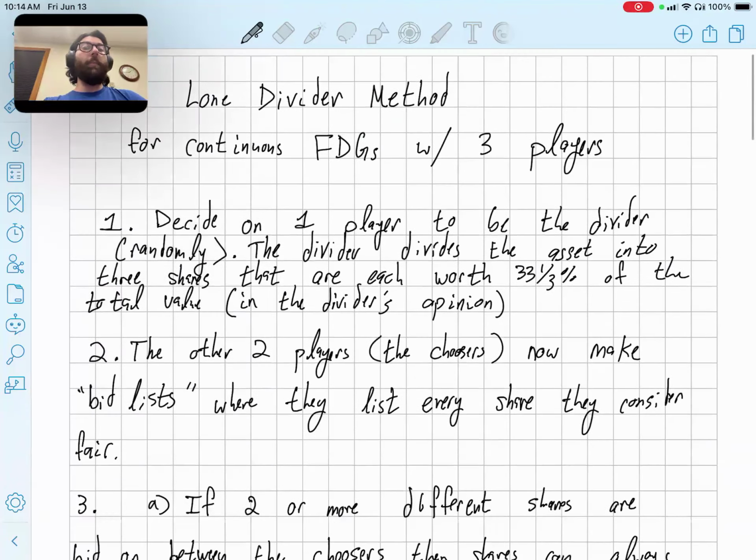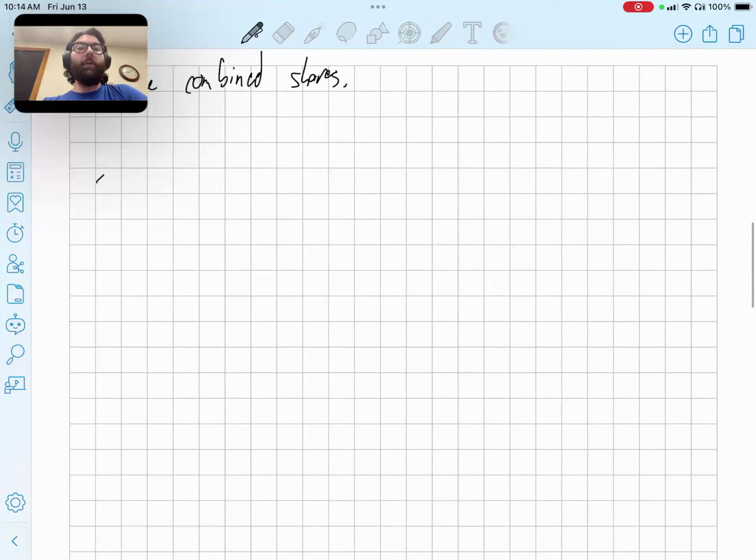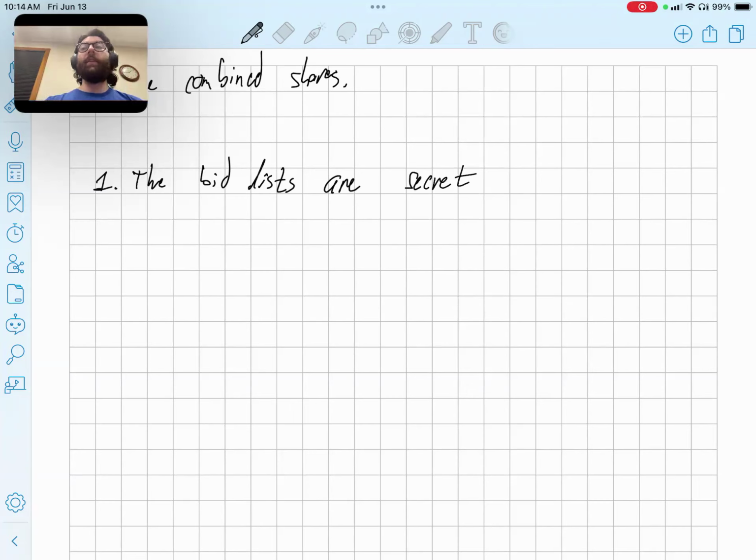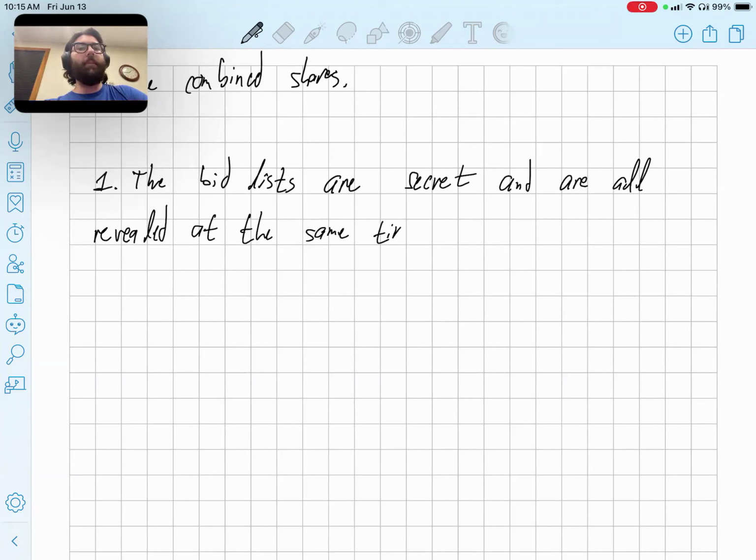Okay, and so a couple notes on this. So first note, the bid lists are secret. So if I'm a chooser and someone else is a chooser, I don't see what they're bidding on as they're doing it. So maybe you could put it on a piece of paper and then reveal them at the same time. So the bid lists are secret and are all revealed at the same time.